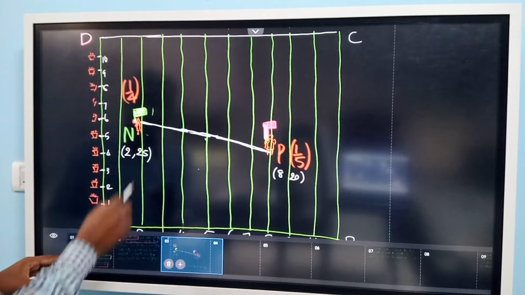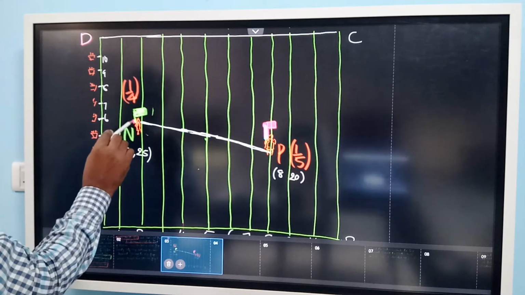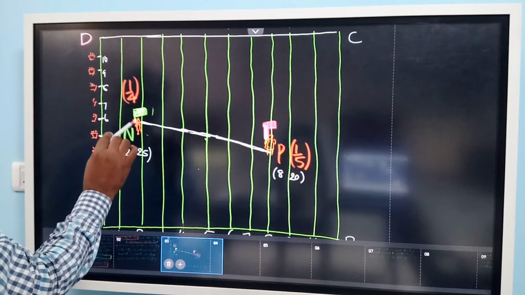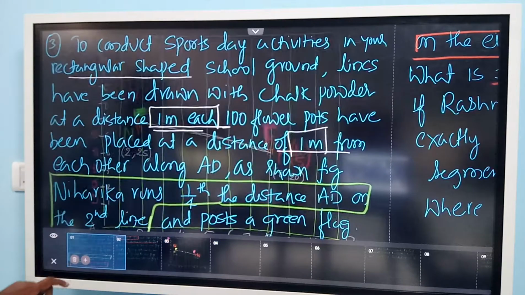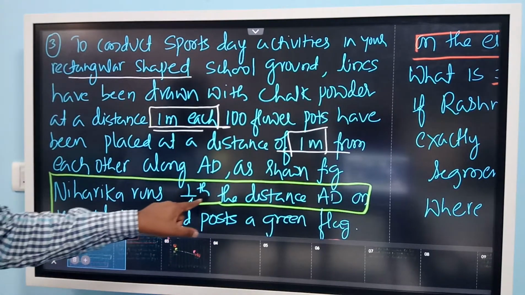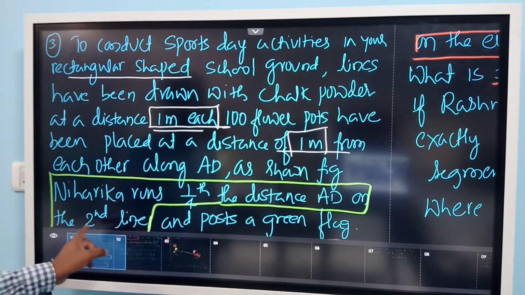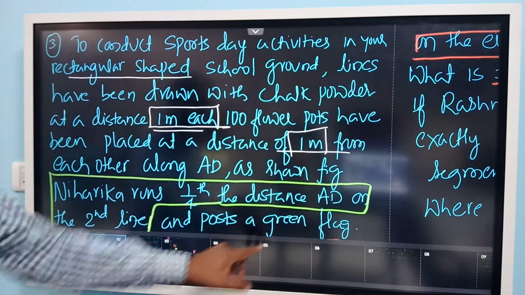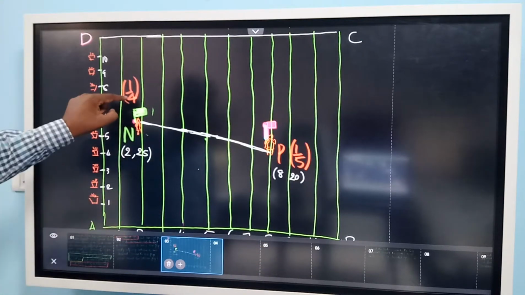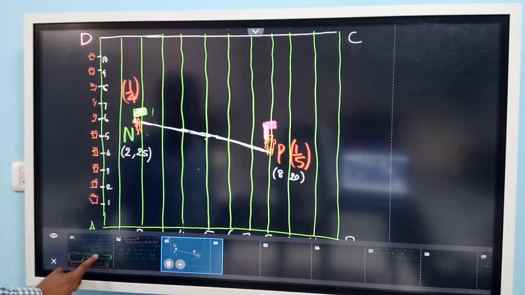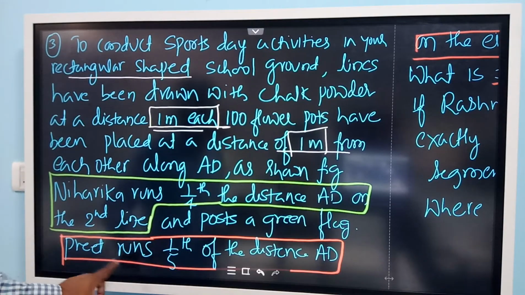So Niharika places a flag at a distance of 1/4 of AD. Look at this. Niharika runs 1/4 of the distance AD on the second line and posts a green flag. So she has posted a green flag at 1/4 of the distance in the second line. Then come back to the other part of this question.